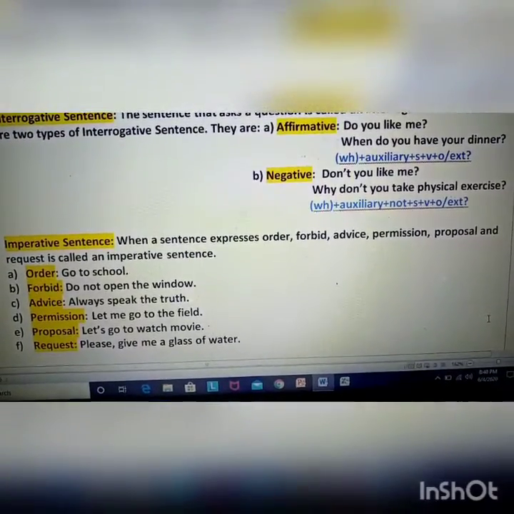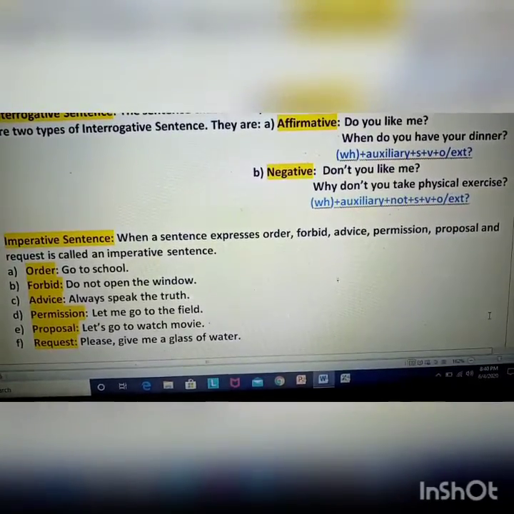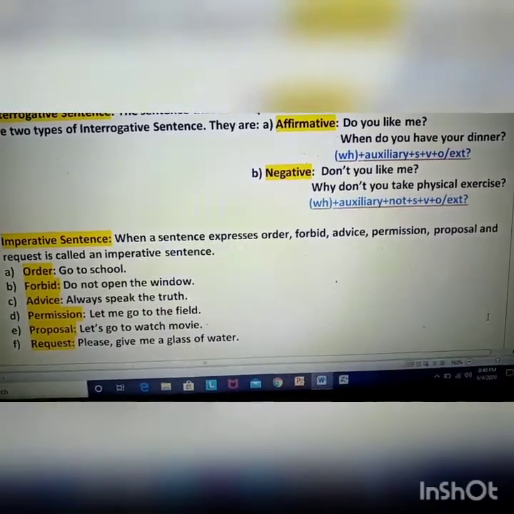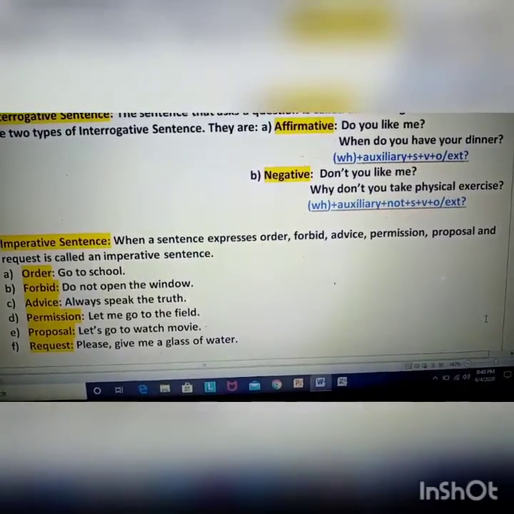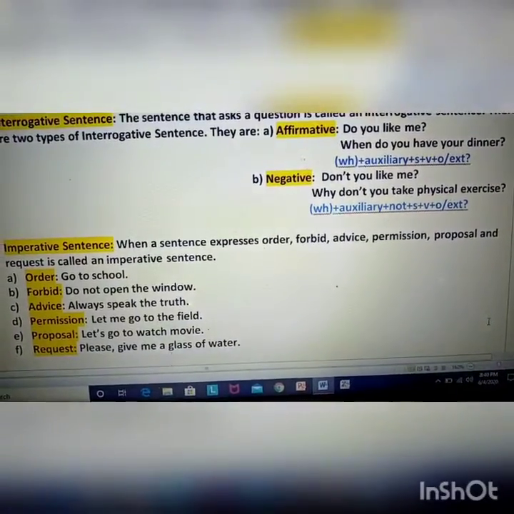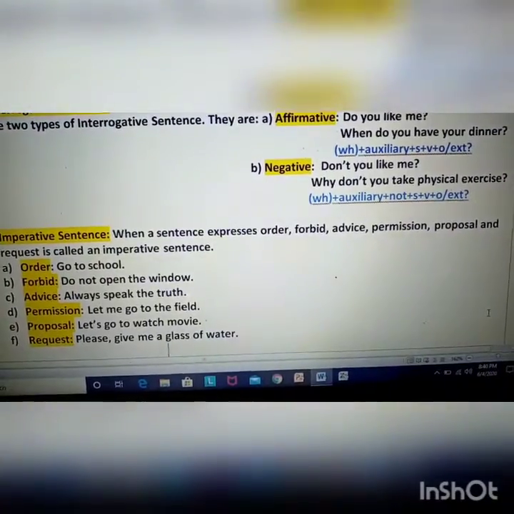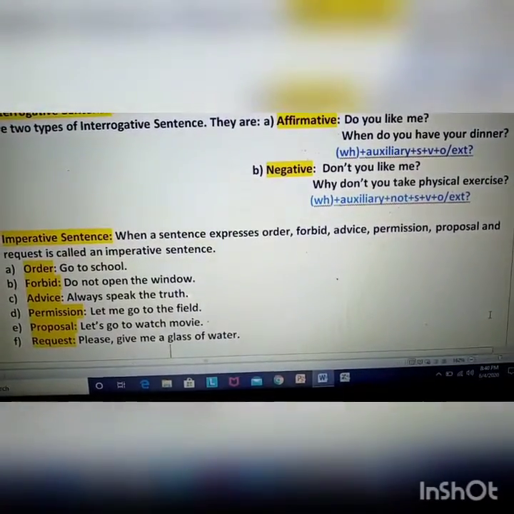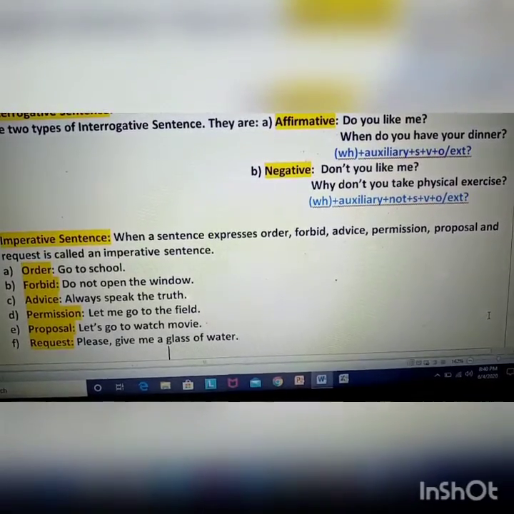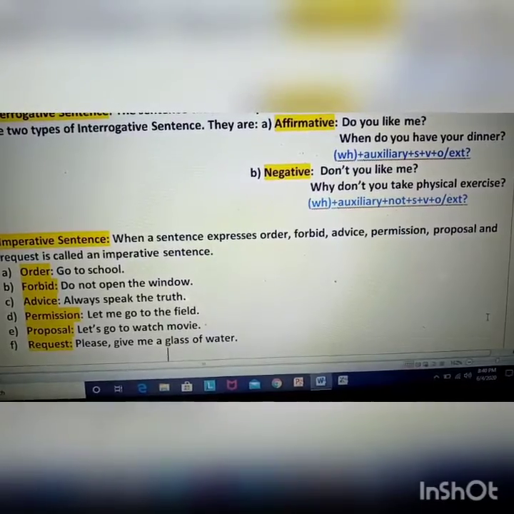And below the sentences we can see the structure. If there is a WH question, then the sentence will start with the WH word. If there is no WH question, the sentence will start with an auxiliary verb. So I have shown you the WH question in the bracket.